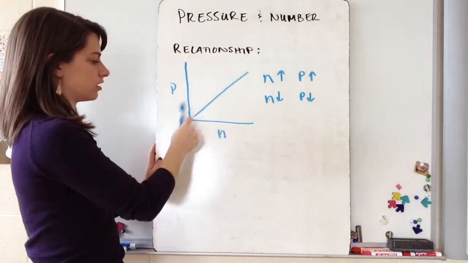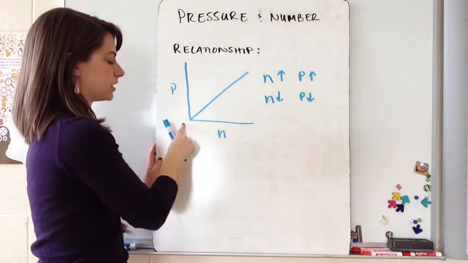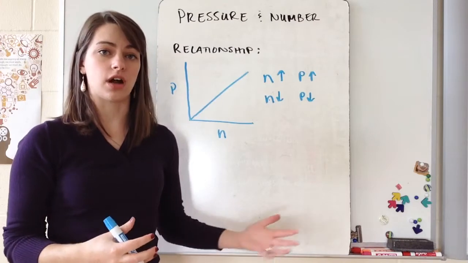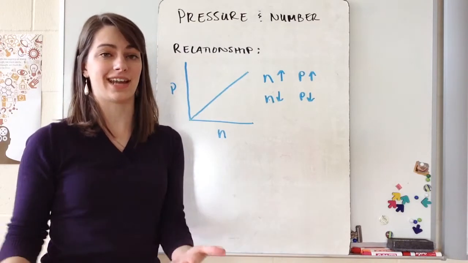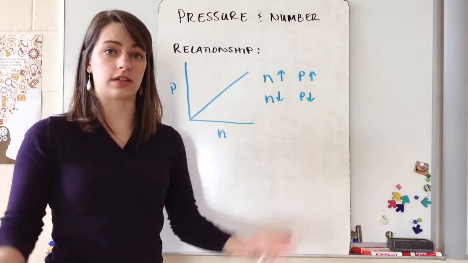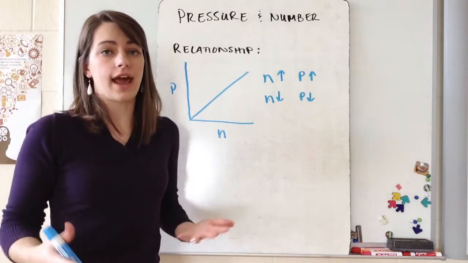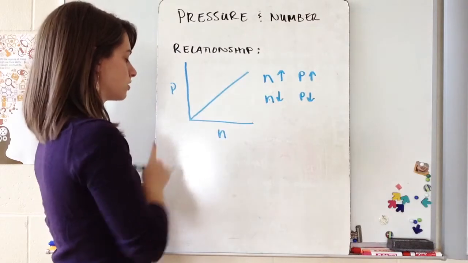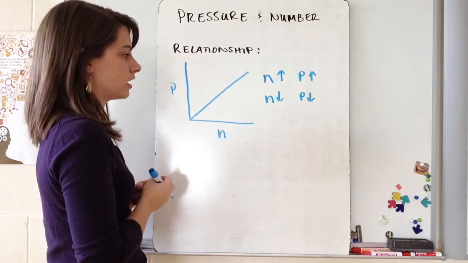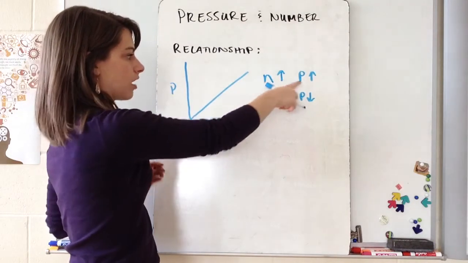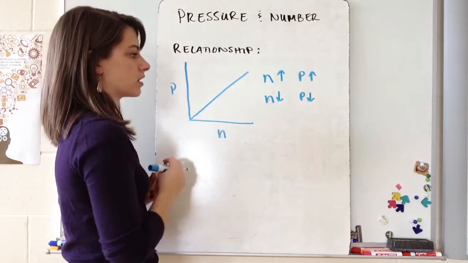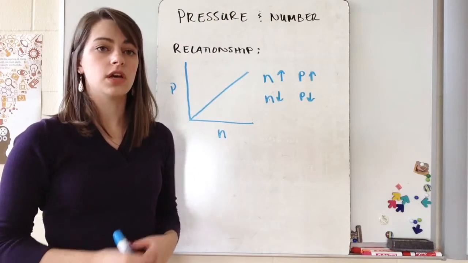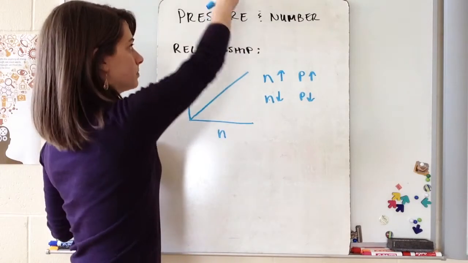And eventually, it'll intersect at 0, 0, because if we have no gas particles, we can't have pressure. If pressure is a measure of particle collisions with the sides of the container, and you have no particles to collide with the sides of the container, you're going to have a pressure of 0. So this should have been a positive linear relationship with a y-intercept close to 0. And that tells us as our number goes up, our pressure is going to go up, and as our number goes down, our pressure is going to go down. So let's look at two different problems to focus on this relationship.